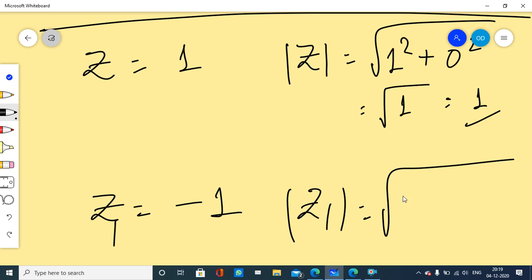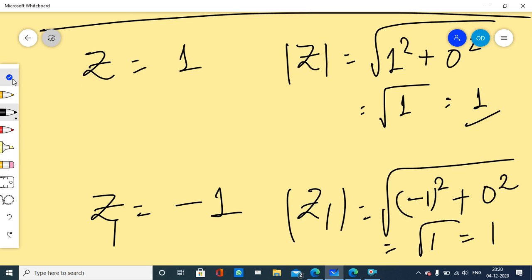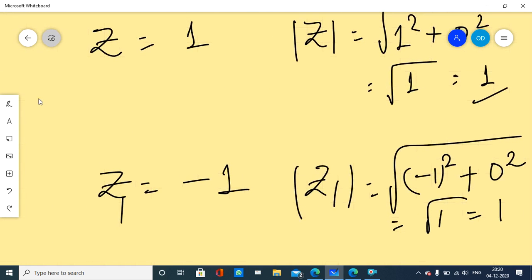Well, real part. What is this real part? Minus 1. Real part squared plus imaginary part squared. Imaginary part is 0. Minus 1 squared is 1. 0 squared is 0. 1 plus 0, 1. Square root of 1 is 1. You get it? Yes, sir. So you can see one thing here, that the modulus of both the complex numbers is the same, right? The modulus of this is 1. The modulus of minus 1 is also 1. See here, right?